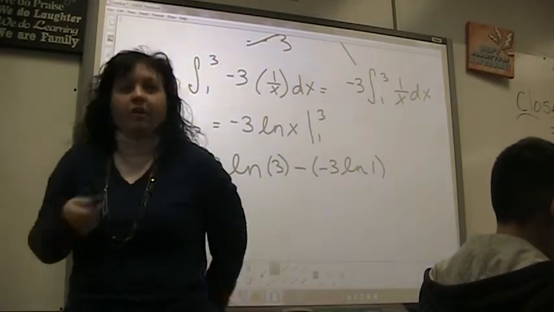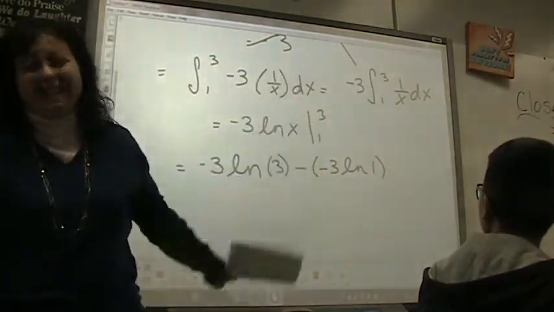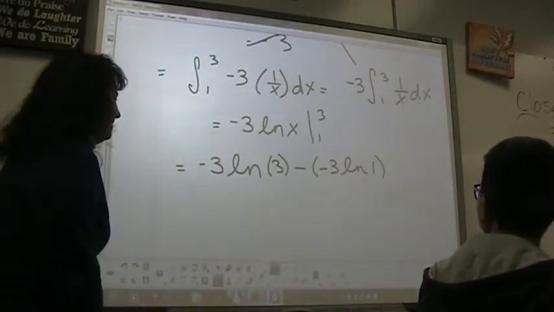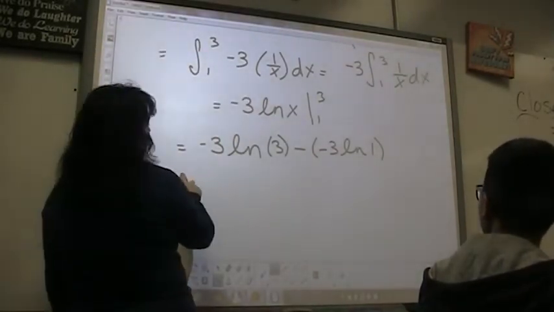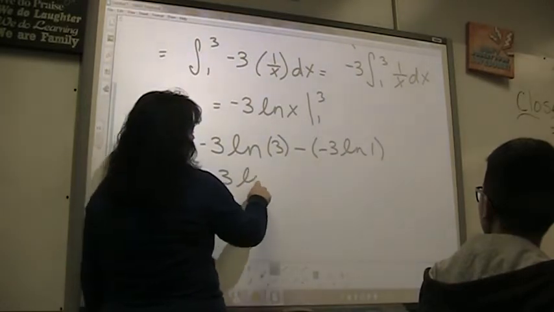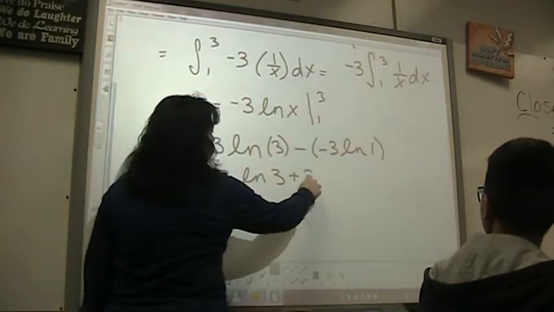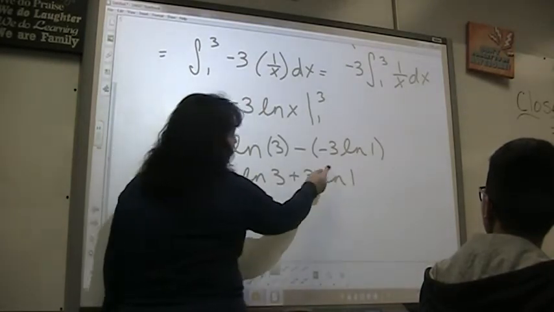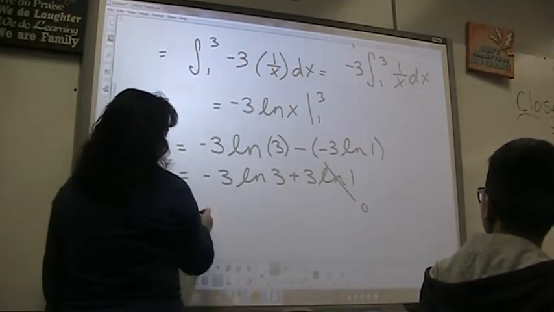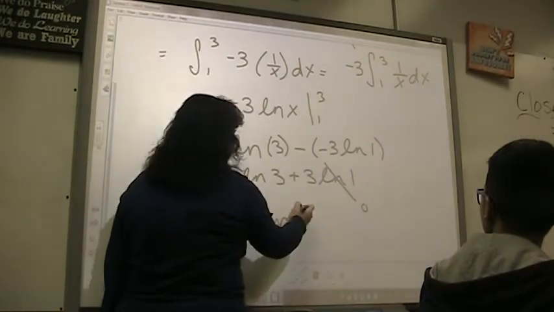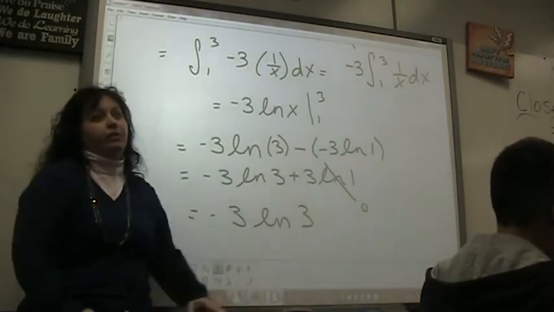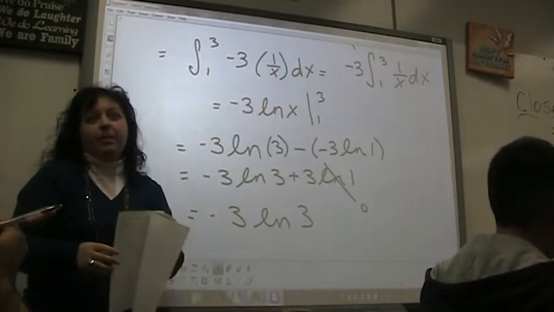I'm going to let it go. It's okay. What's the natural log of 1 technically? 0. But even if you left it at -3 natural log 3 plus 3 natural log of 1, technically this goes to 0. Again, I told you you didn't have to clean it up, so you could have stopped here. And that was that problem.